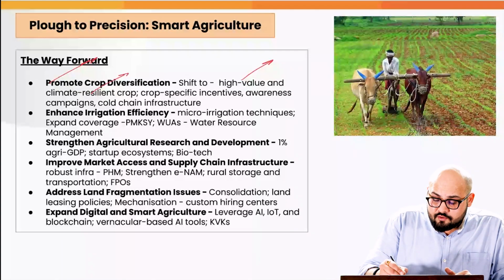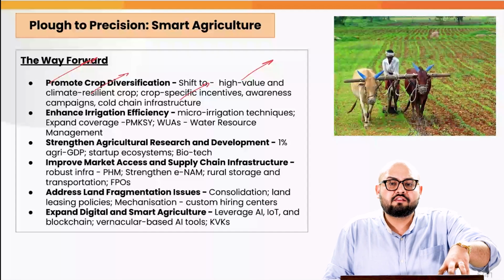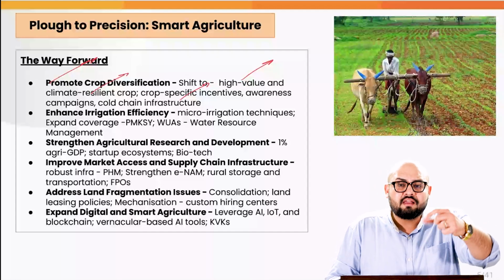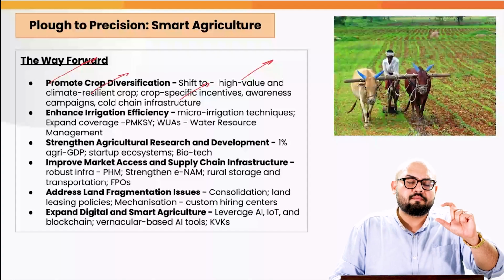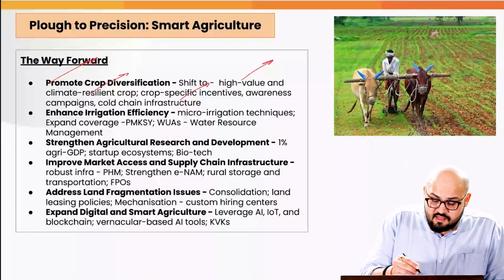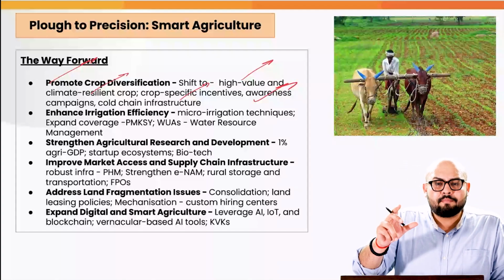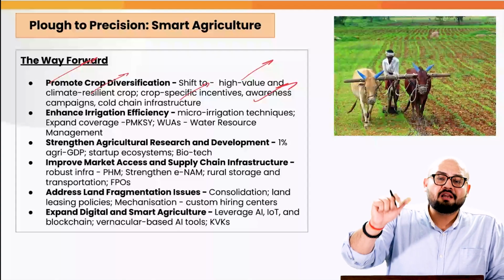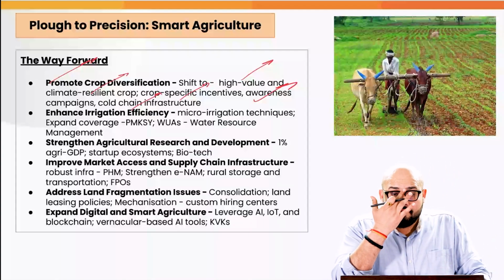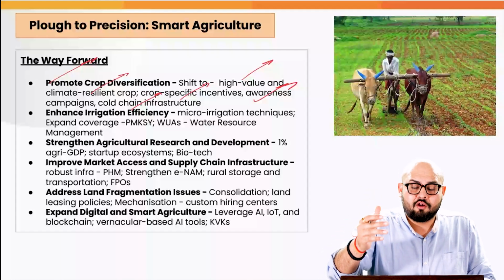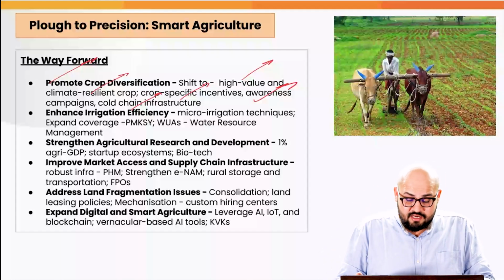We have to provide crop specific incentives. The government needs to make sure that we have specific incentives for a specific crop, right? We can provide a good amount of MSP for these millets. Next is an awareness campaign with respect to the economic and nutritional benefit of these crops. Next is cold chain infrastructure, very important. If we have to reduce post-harvest losses, we have to invest in cold chain infrastructure.